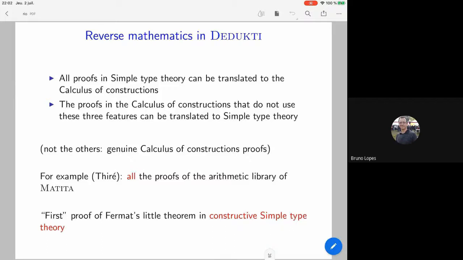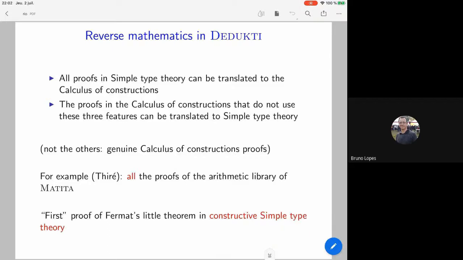So why is it the case? Because we had before several proofs of Fermat's theorem. First, Fermat's own proof, but it was not a formal proof, so we don't care much about it. Then we had classical proofs in HOL Light or in PVS, for instance. But we didn't know if these proofs were constructive or not. And in both systems, you cannot ask the question, is the proof constructive or not? Because the logic is classical by construction.